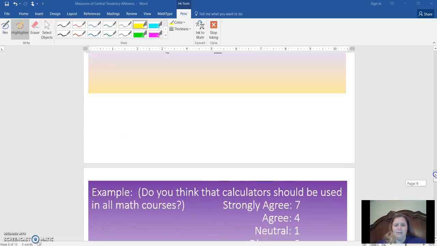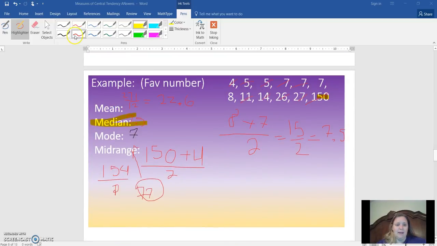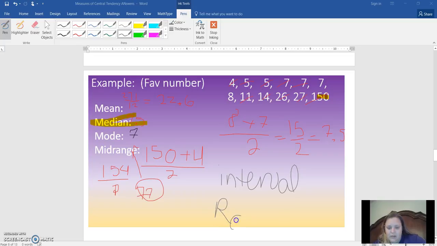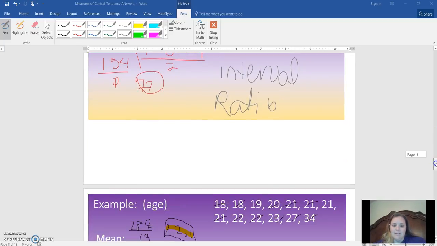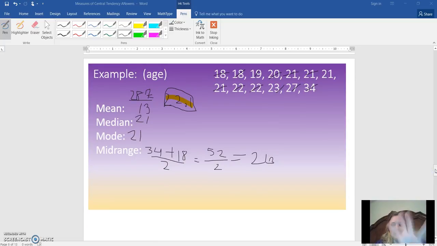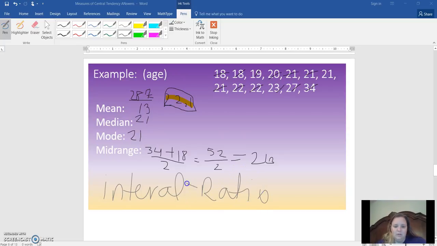All right, pause on this problem real quick. I want to remind you that this is numbers, so interval ratio is the type of data that it is, and this guy right here is pure numbers, so it is also interval ratio.